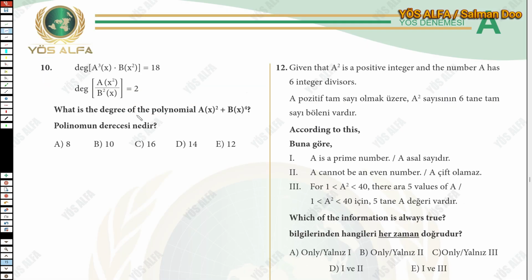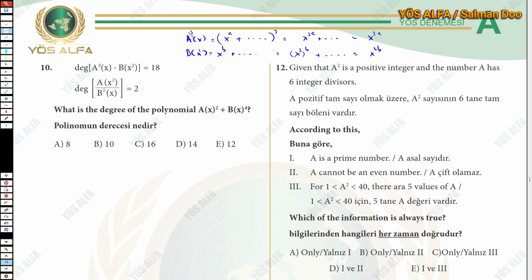10. What is the degree of the polynomial a of x squared plus b of x to the 4? So let's write down the polynomial a of x. I'm going to write down, let's say, the highest power only. And the highest power is x to the a. For the polynomial b, we have the highest power b, let's say. So for a cubed x, we're going to have the cube of this polynomial. So the highest power will become x to the 3a. And for b of x squared, we'll have x to the 2b. So the one with the highest power is x to the 3a, and the one with the highest power over here is x to the 2b.